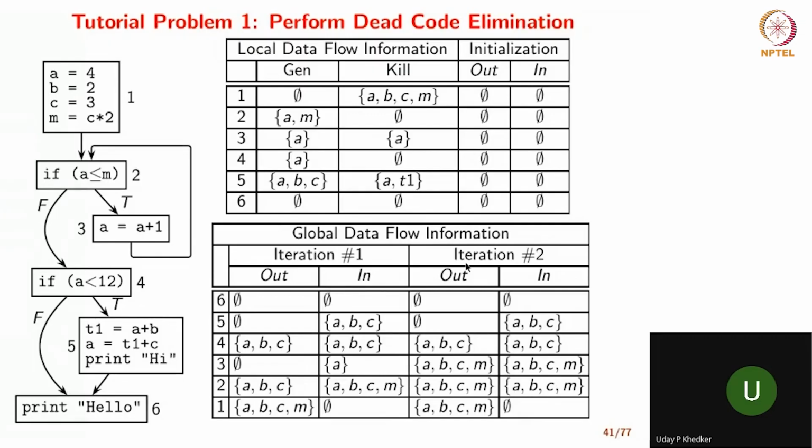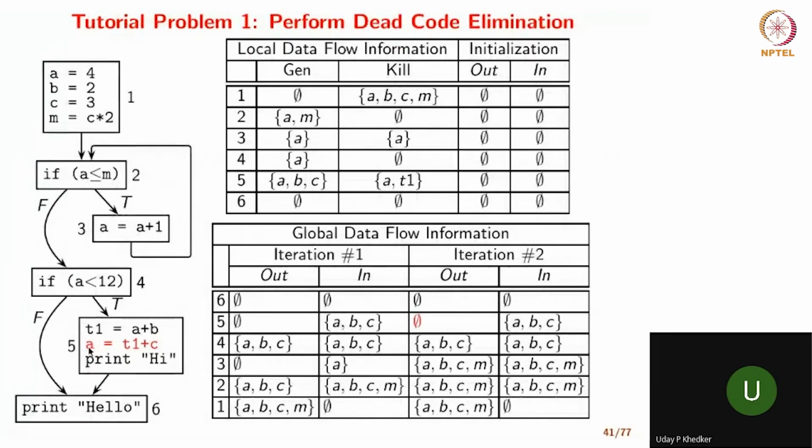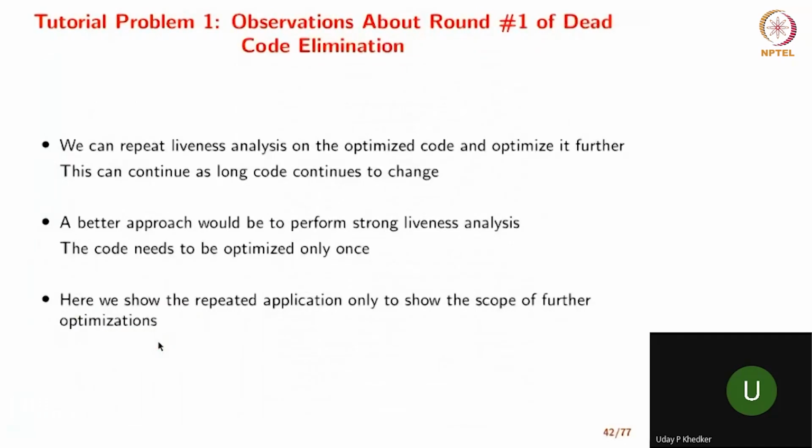How do we use this solution? How do we use the result of this data flow analysis? The interesting thing to see is that out of node 5 is the empty set, whereas this statement is defining A. Do you see that? A is not live at the exit of 5, but we're defining A, which means that this is an example of dead code. So we can, in principle, optimize this and remove it.